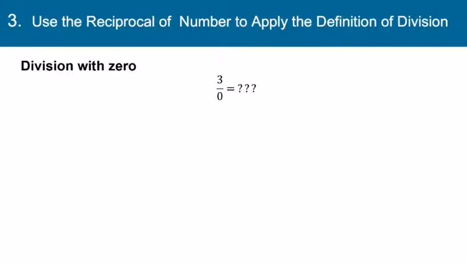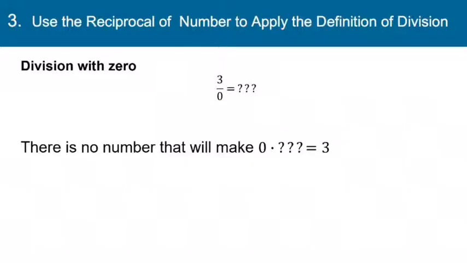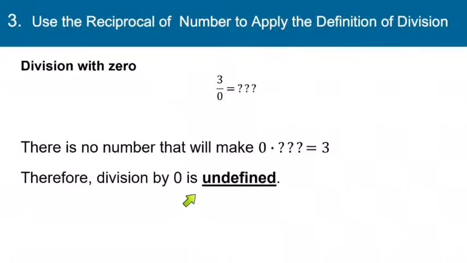But now think about this. What would it be if we had 3 divided by 0? Well, it turns out that there is no number we can multiply times 0 to get 3. So 3 divided by 0 does not have an answer, and we say that division by 0 is undefined. You just need to remember that you cannot have a 0 in the denominator. 0 in the numerator is fine. 0 divided by any number is still 0. But 0 in the denominator is not okay, because we're not able to get an answer from dividing by 0. That's what we mean by undefined.